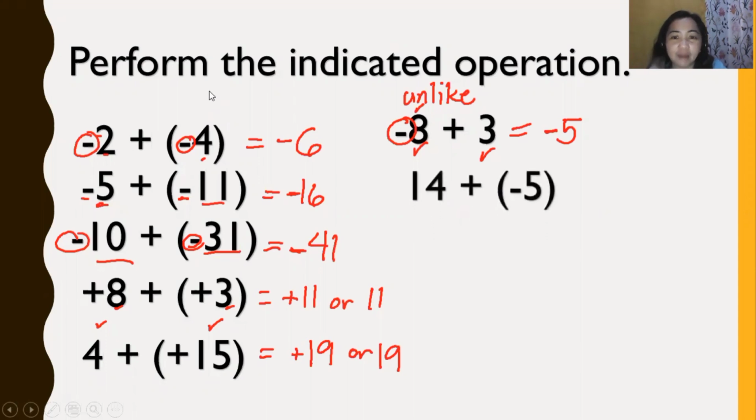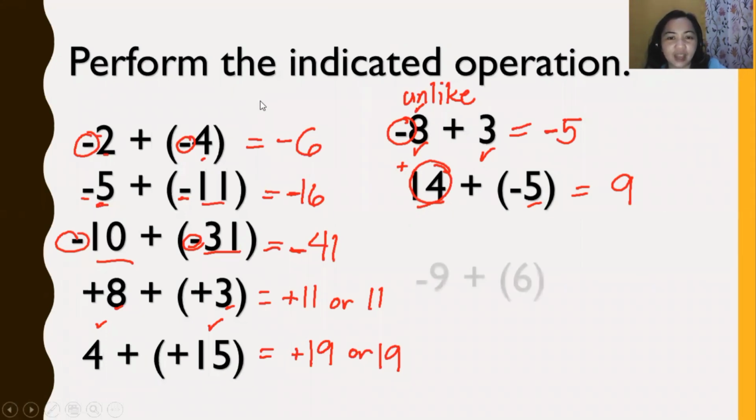Let's have another. We have positive 14 plus negative 5. So, subtract the numbers. 14 minus 5 is 9. Copy the sign of the larger digit. Ang larger digit natin ay 14, which is positive. Therefore, the answer is positive 9.